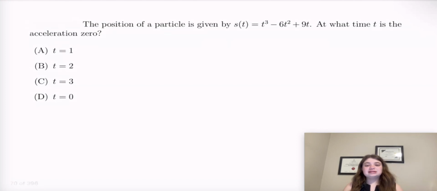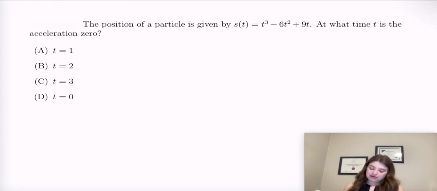All right, this next one says the position of a particle is given by this function. At what time is the acceleration 0? Okay, so recall that the acceleration is the same as the second derivative of the position, right? So the first derivative of position would give us velocity, and then the derivative of velocity, or in other words, the second derivative of position, is going to give us the acceleration.